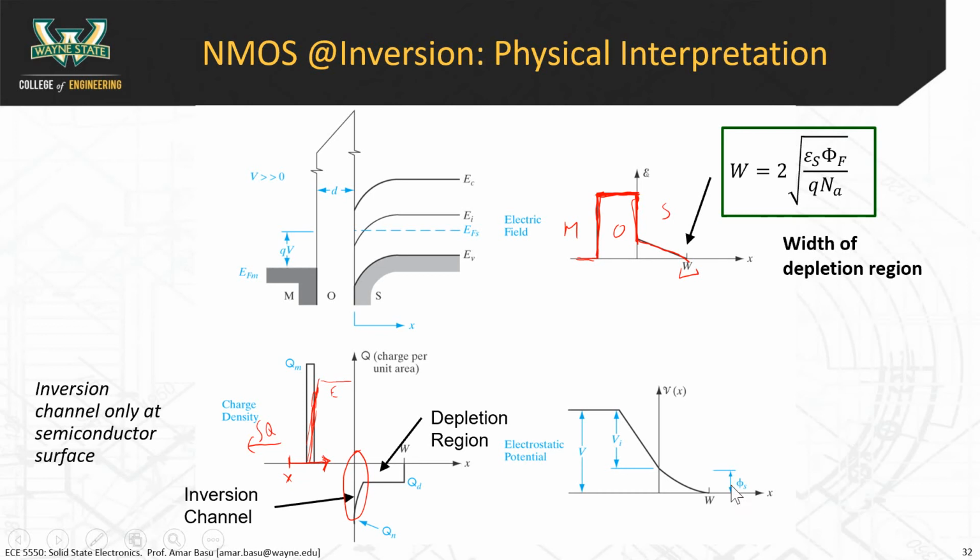The final part here is the electrostatic potential. So we talked about the electric field. Again, if you integrate the electric field, you'll get the electrostatic potential. You have to integrate it and also invert it. In the interest of time, I'm just going to explain this qualitatively.